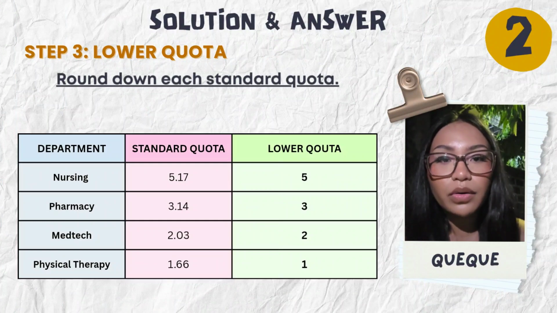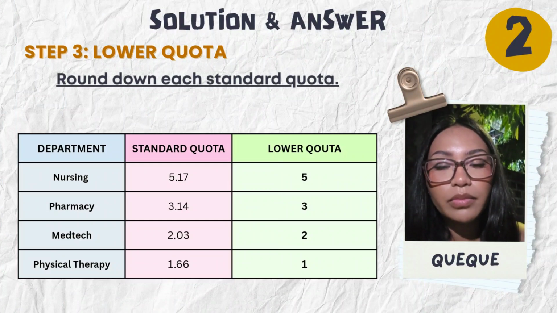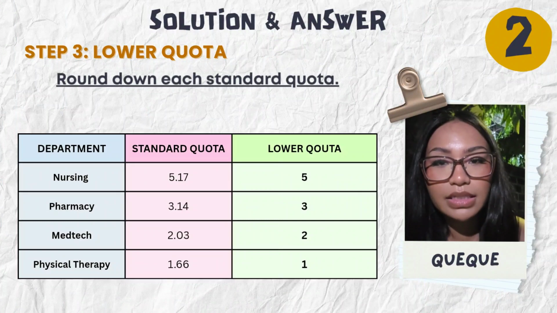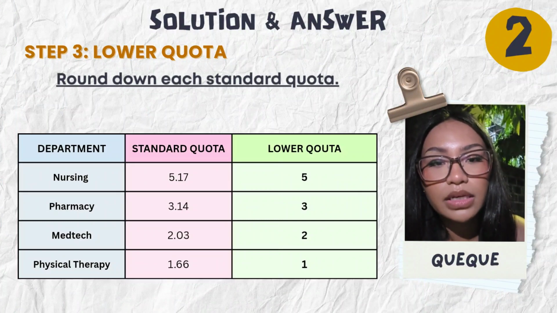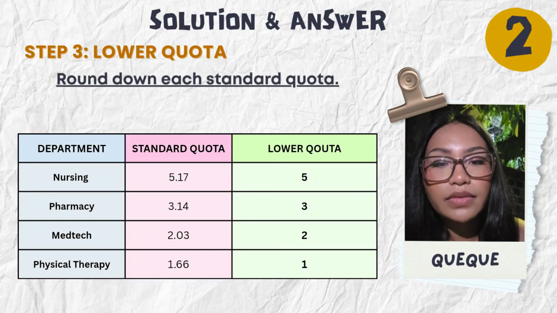This means we only take the whole number part of each quota and remove the decimal. So nursing gets 5 seats, pharmacy gets 3 seats, MedTech gets 2 seats, and Physical Therapy gets 1 seat. If we add these together, we get 11 seats in total. However, the council should have 12 seats, which means there is 1 seat left to distribute.